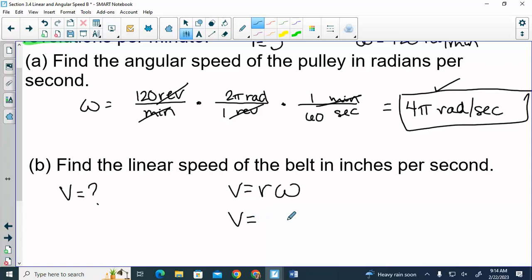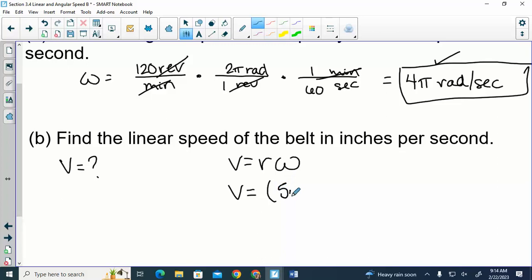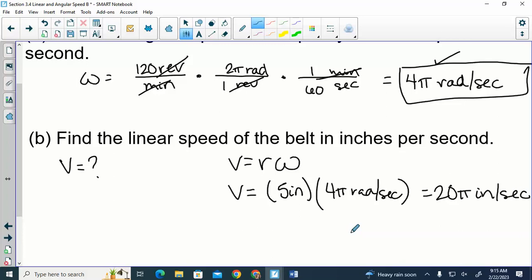So again, you may not like to write out units within your problem, and that's fine. If you're one of those people that do, you're welcome to. This is like 5 inches, 4 pi radians per second. When you multiply, the radians disappear. So we get 20 pi inches per second.